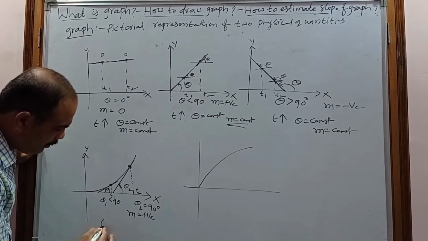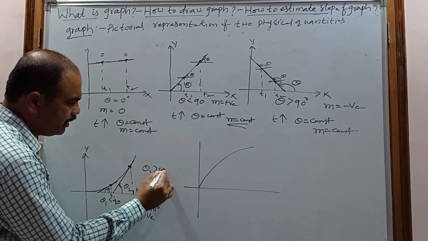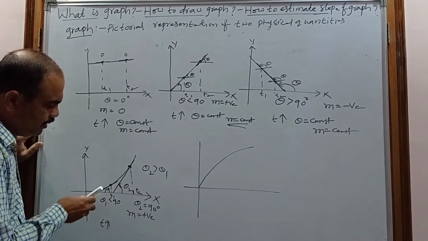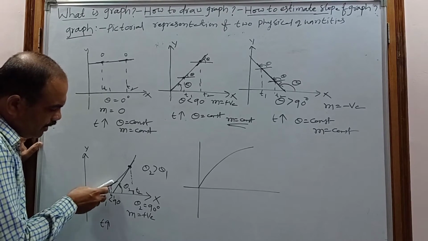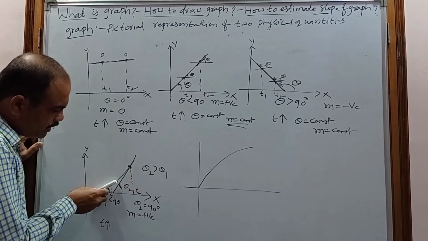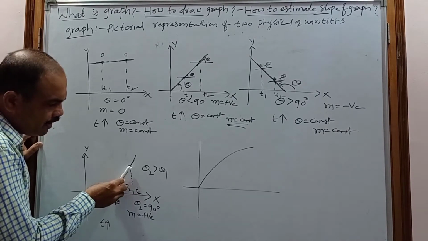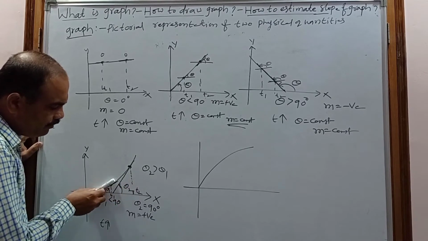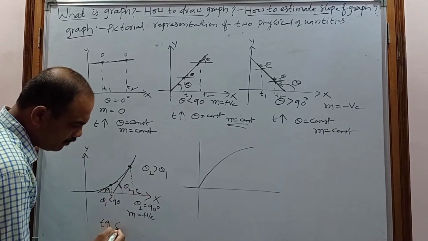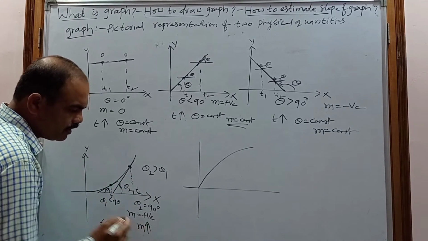But when the time is increasing, observe. Here theta 2 is greater than theta 1. Theta 2 will be more and theta 1 will be less, so here this angle will be less and here the angle will be more. Observe, this is the tangent and this is the tangent. Where the angle is more, the angle made by the tangent will be more, and here less. And when the time is increasing, the angle is also increasing, so theta is also increasing. The slope of the graph also increases.